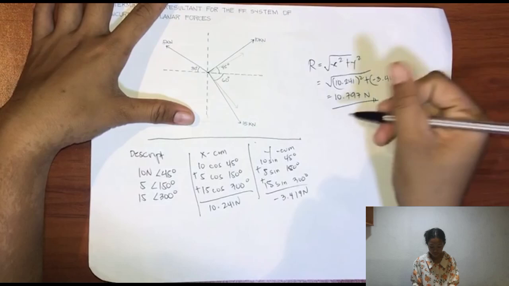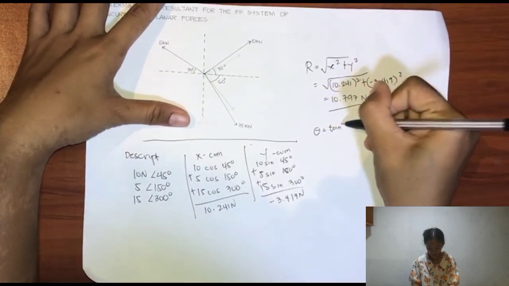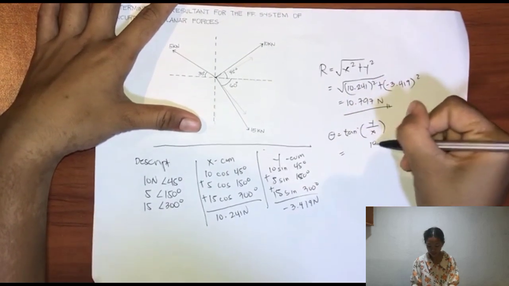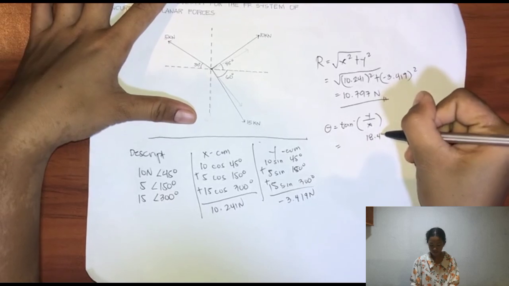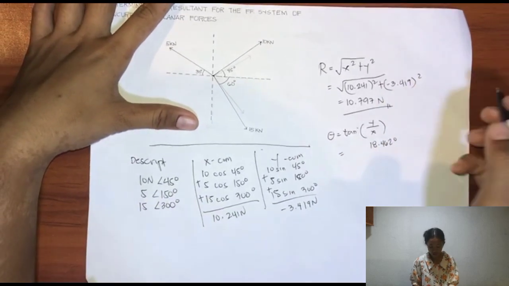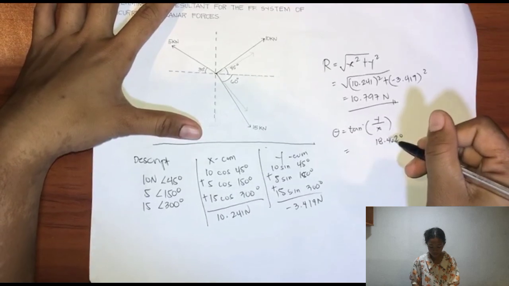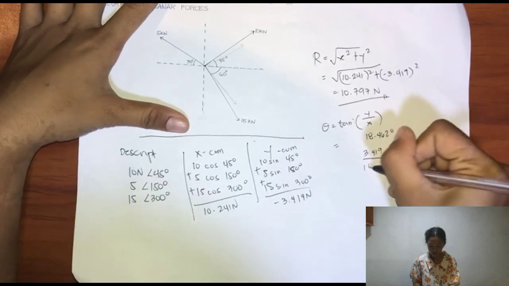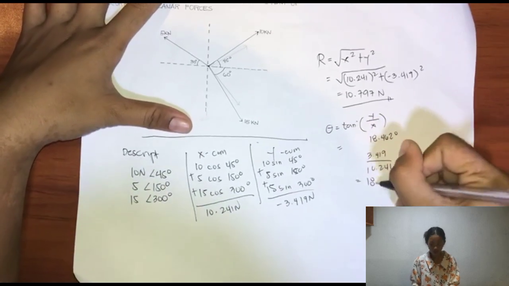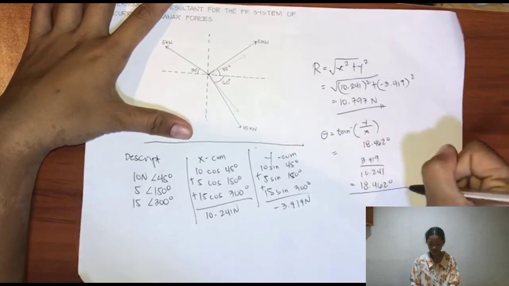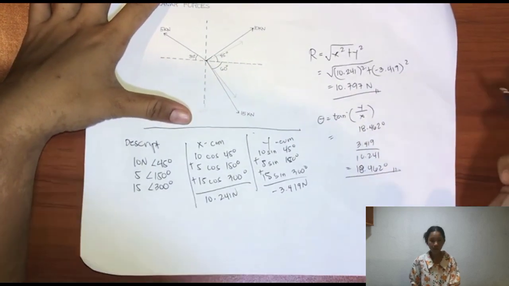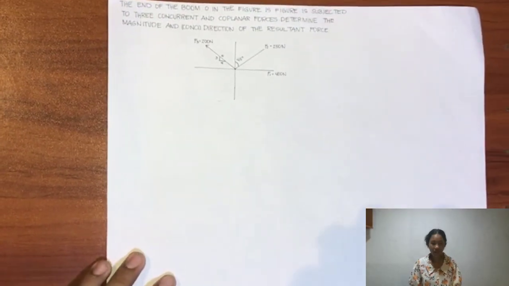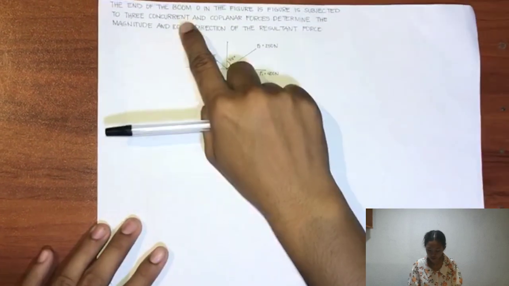So ngayon naman, hanapin natin ang kanyang direction. So theta is equals to tan inverse of y over x is equals to 18.462 degree. So paano natin nakuha ang 18.462 degree? Ginamit lang natin ang formula na tan inverse negative 1 times 3.419 over 10.241 is equals to 18.462 degree. So our magnitude is 10.797 Newton and our direction is 18.462 degrees.